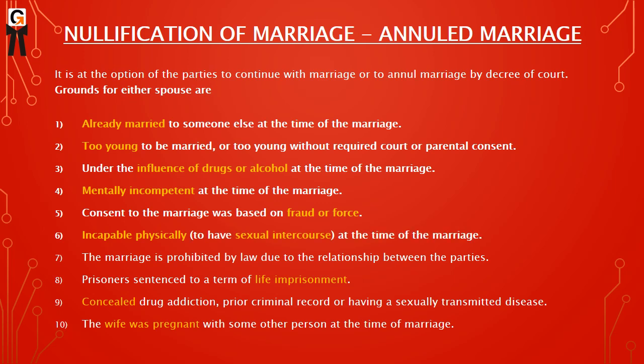6. Physically incapable, unable to have sexual intercourse, at the time of the marriage. 7. The marriage is prohibited by law due to the relationship between the parties. 8. Prisoners sentenced to a term of life imprisonment. 9. Concealed drug addiction, prior criminal record, or having a sexually transmitted disease. 10. The wife was pregnant by some other person at the time of marriage.